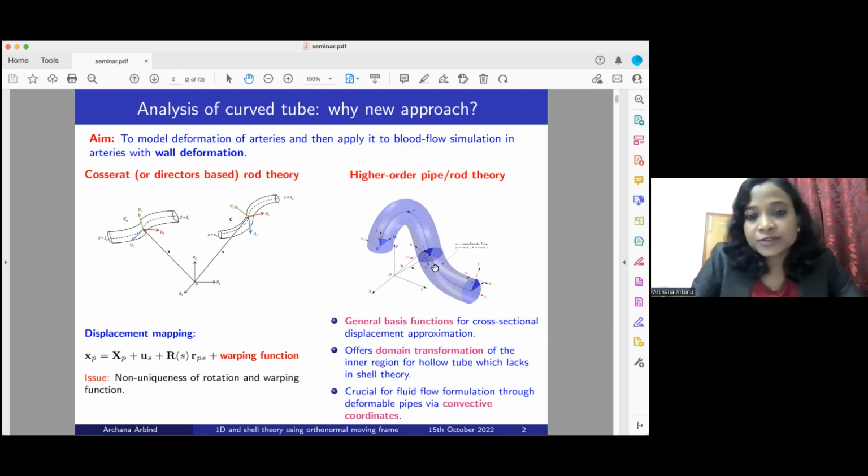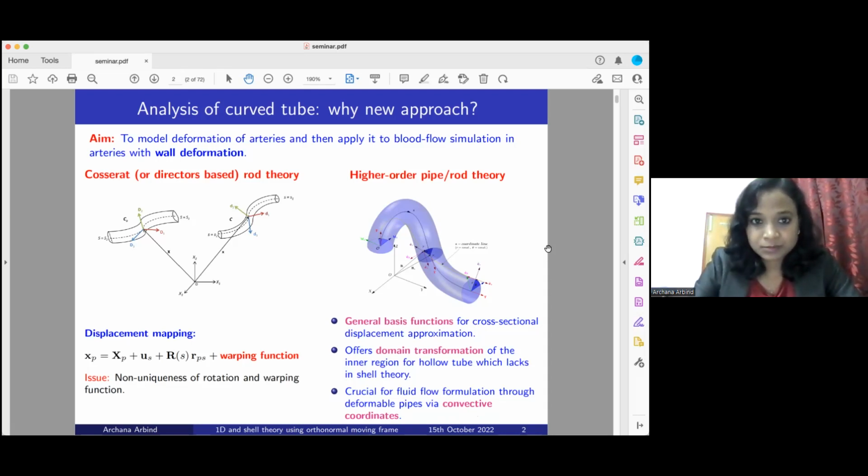Another advantage of this kind of approach is that if it is a hollow tube, we also have a domain transformation rule. So we can couple the fluid flow, like blood flow, with the deformable wall, and in that way we can solve coupled fluid-solid interaction problems in tubular flow via a convective coordinate system. So let's talk more about the one-dimensional theory via this approach.